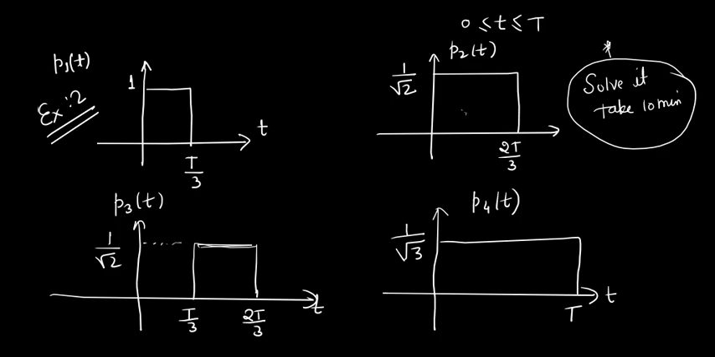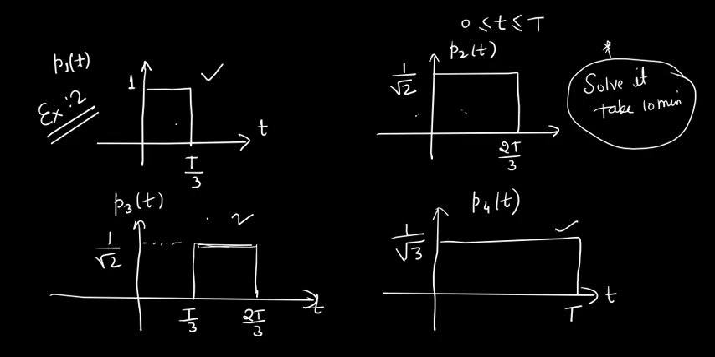I think 3 must be the answer, because this is phi 1t with some scaled version, and then this is orthogonal to this already. So, some scaled version of this and this can be used to tell everything about this, and then one more will be needed to tell about this. So, I think the answer should be 3.